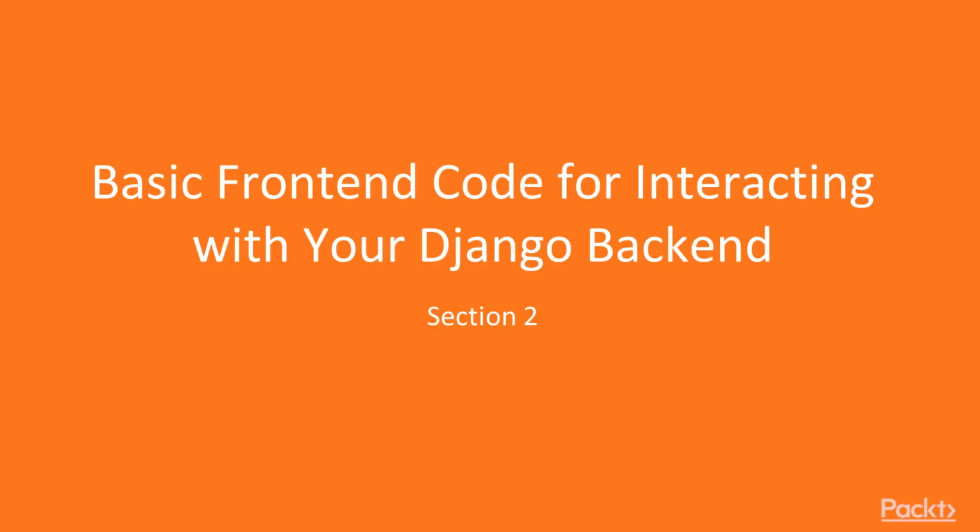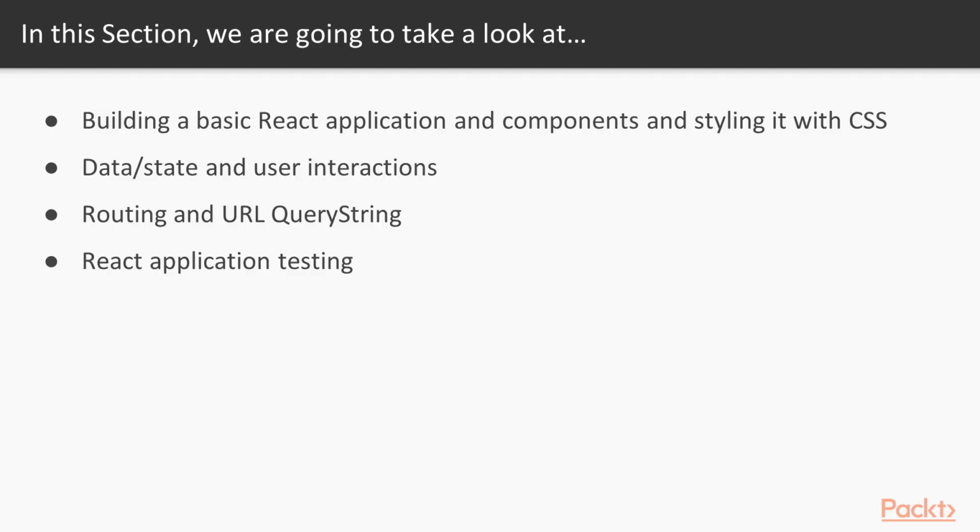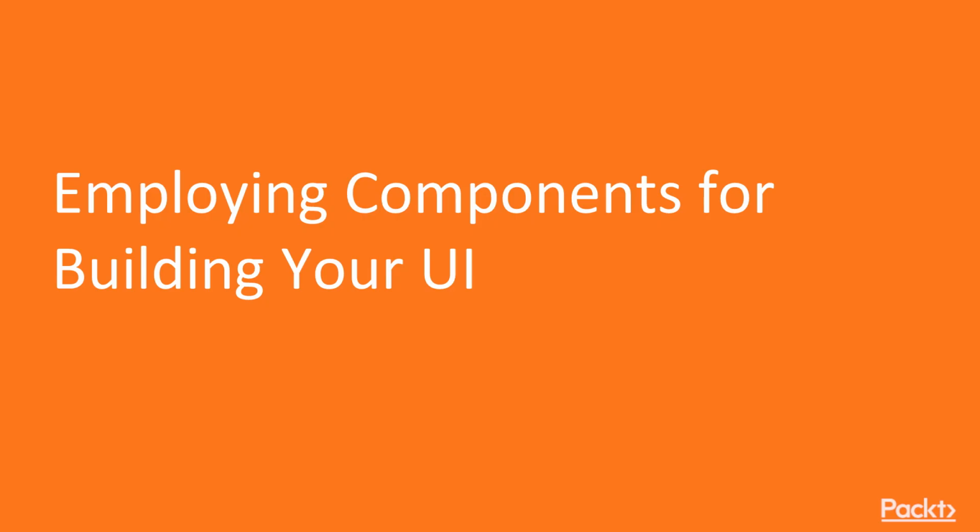Welcome to Section 2. In this Section 2, we'll consider basic front-end code for interacting with your Django backend. We will cover building a basic React application and components, and we'll style it with cascading style sheets. We'll consider components, data and state, and user interactions. We'll cover React routing and the URL query string, and then we'll consider how to test our React app, employing components for building your user interface.